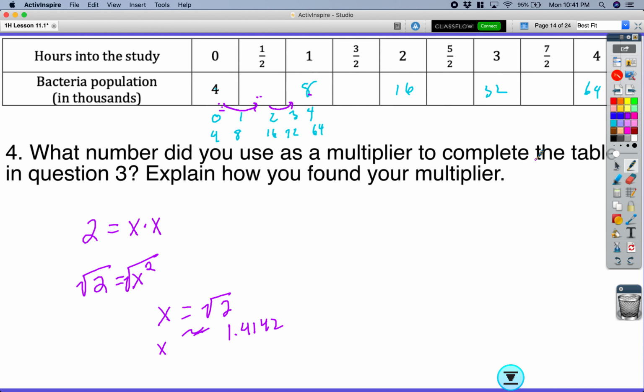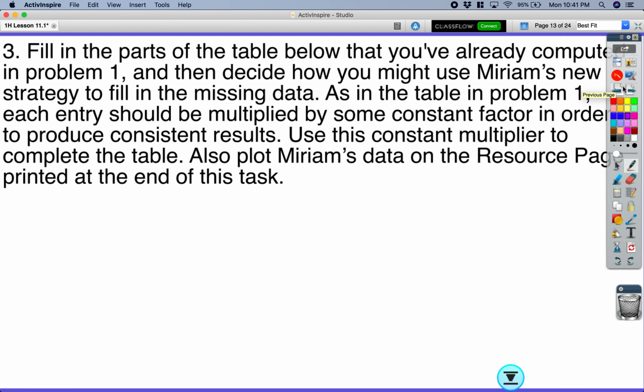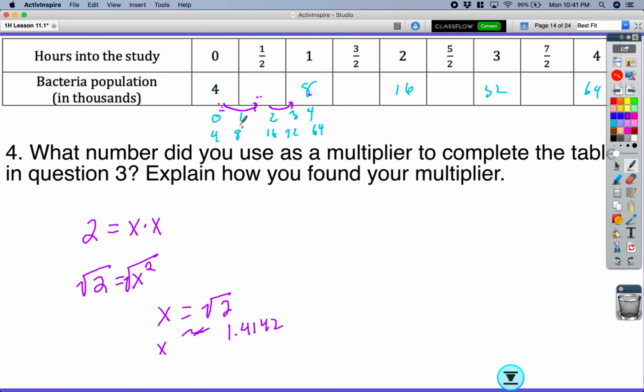Okay, so what this is saying now, if we go back and look at number 3, it says let's fill this in now. So instead of multiplying every single number by 2 to get from 4 to 8, 8 to 16, 16 to 32, I am going to multiply everything by the square root of 2, by 1.4142, to get these values in between. So one more time, guys, remember we already know the growth factor was 2 to get from here to here.